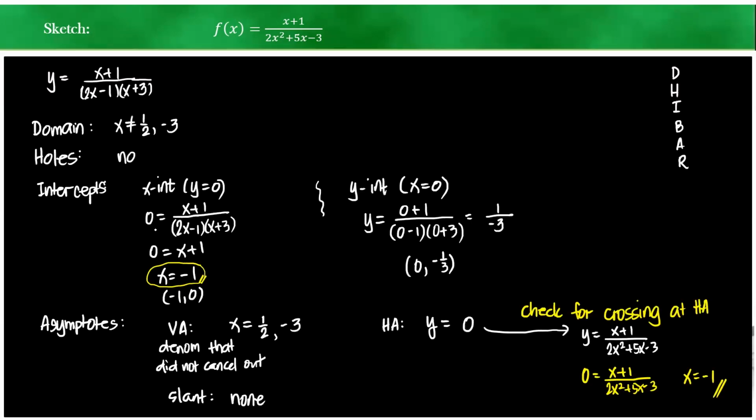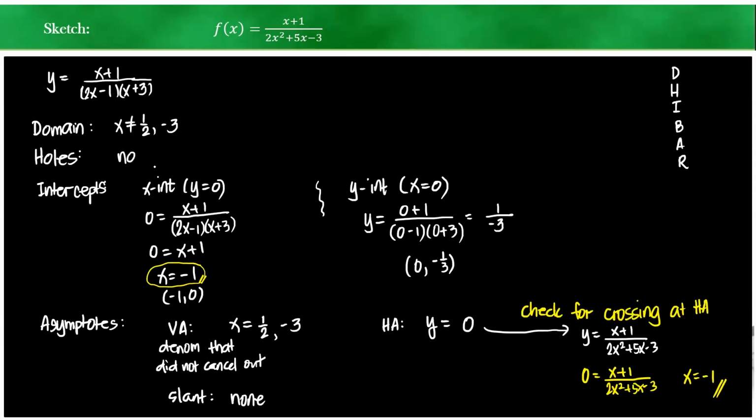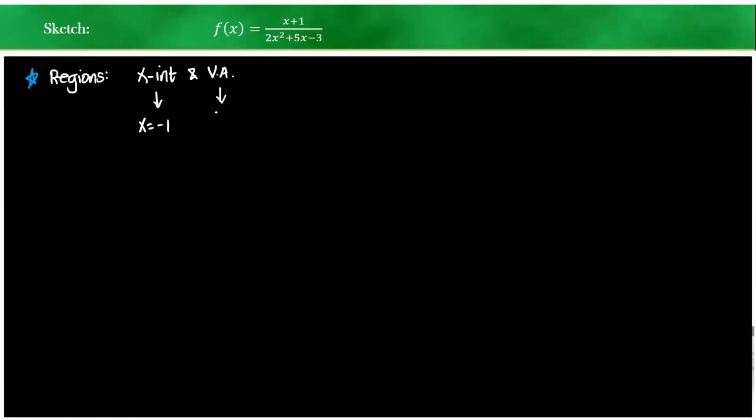We will go now to our last part, regions. The regions come from the x-intercept and the vertical asymptotes. Now guys, what are my x-intercepts? Do I have two x-intercepts? Only one. Do I have vertical asymptotes? Yes. What are my vertical asymptotes? I'll put a star. 1/2 and -3.